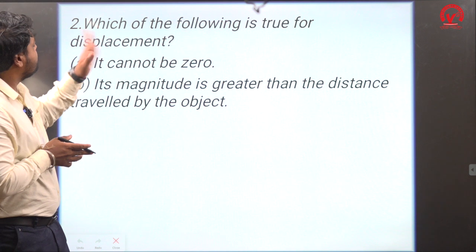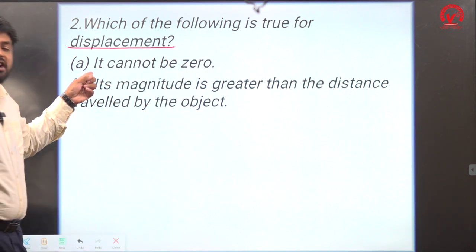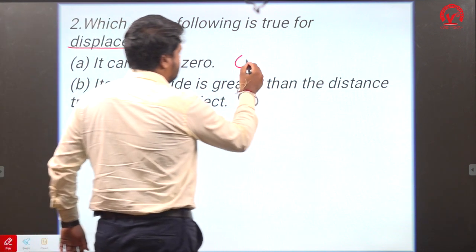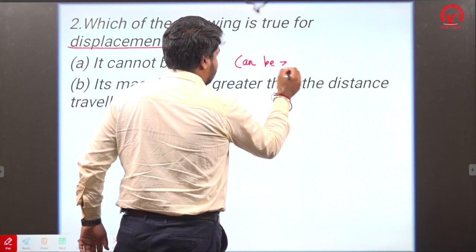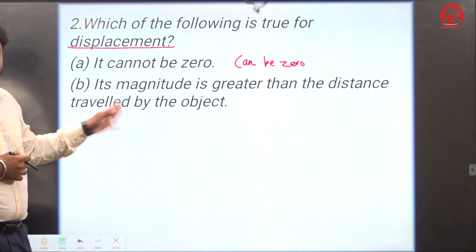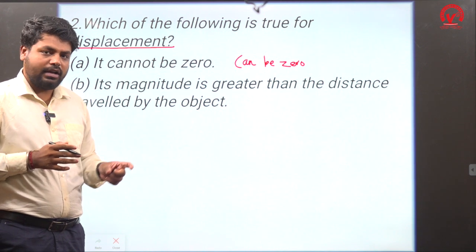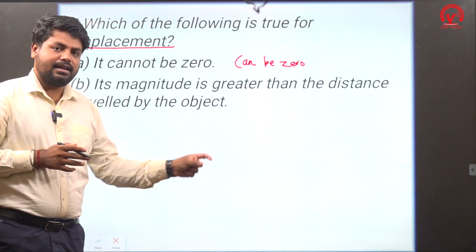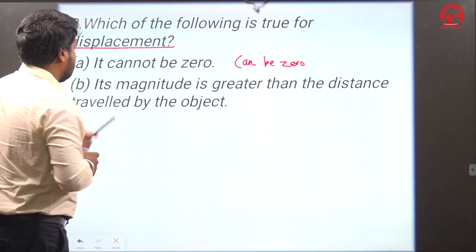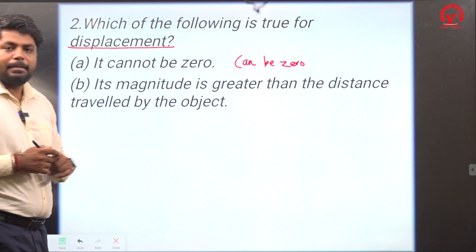Next, see the second question, students. Which of the following is true for displacement? For displacement, it cannot be 0 here. Whether it cannot be 0? It can be 0. No, it's wrong. Displacement can be 0. In the previous question only we saw displacement can be 0. When will the displacement be 0? Write that point. When the initial and final points are the same, the displacement becomes 0. Got it?